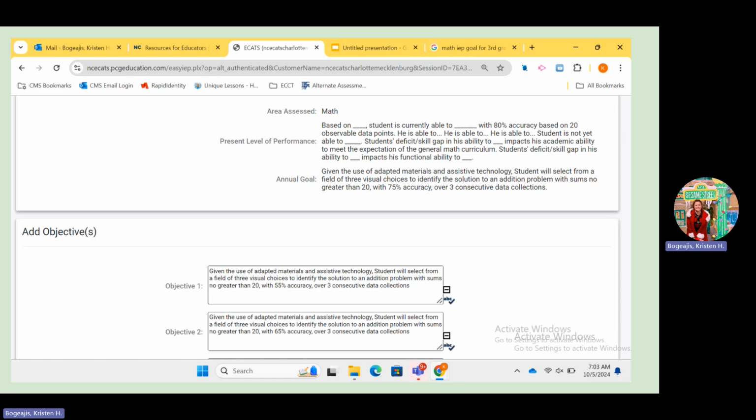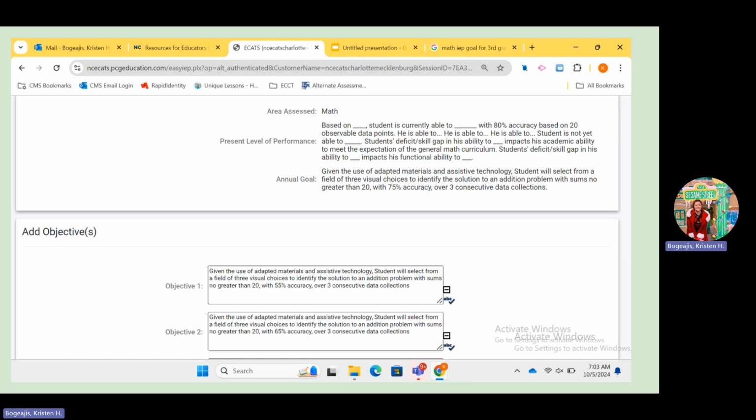Let's say you have it to be in 4 out of 5 trials. You might want objective 1 to be 2 out of 5 trials. You might want objective 2 to be 3 out of 5 trials, that sort of thing. There's other ways that you can do this as well. It does not have to be accuracy driven. It can be skill based. So let's say that you want them to be solving addition problems with sums no greater than 20. Maybe the first objective is to solve addition problems with sums no greater than 10. And then objective 2 would be sums no greater than 20.